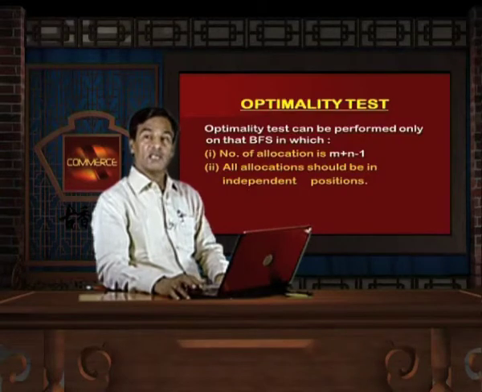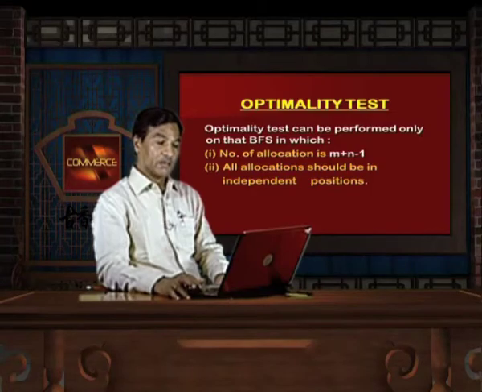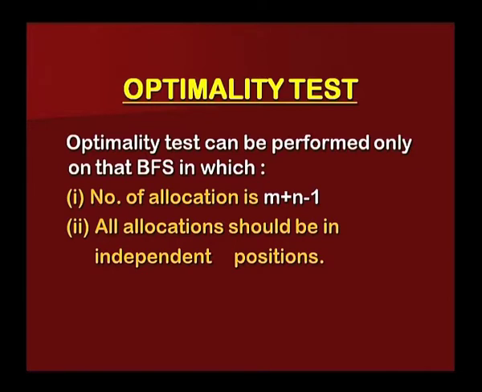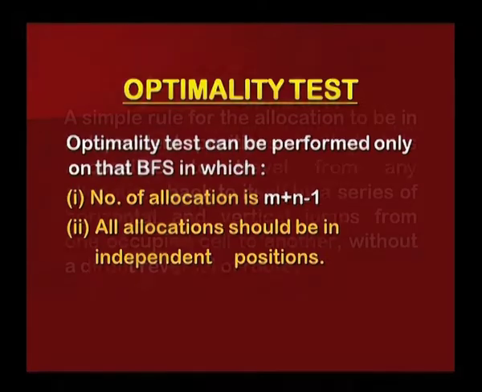Now we will discuss the optimality test of the transportation problem. Optimality test can be performed only on that basic feasible solution in which 2 conditions are fulfilled. Number 1, the number of allocations is m plus n minus 1, where m is the number of rows and n is the number of columns, and the second condition is all the allocations should be in independent positions.